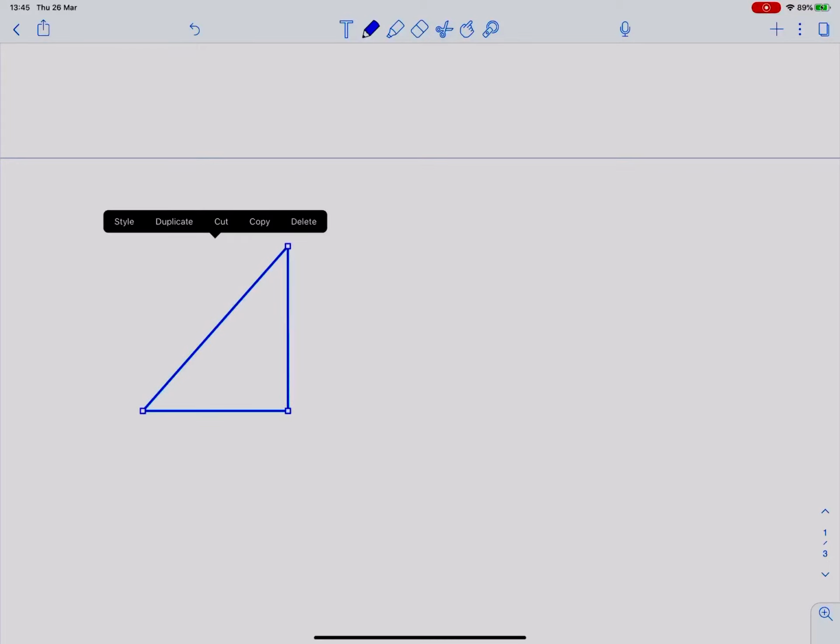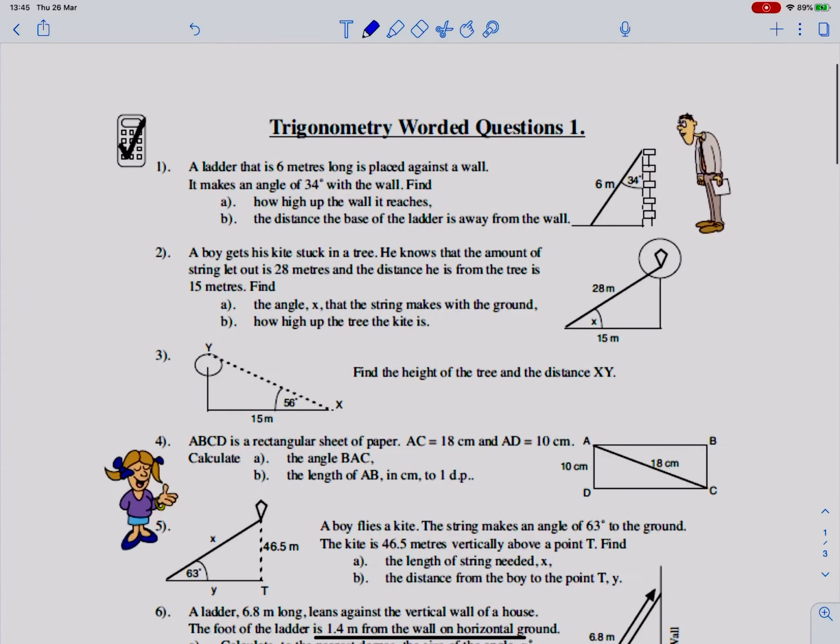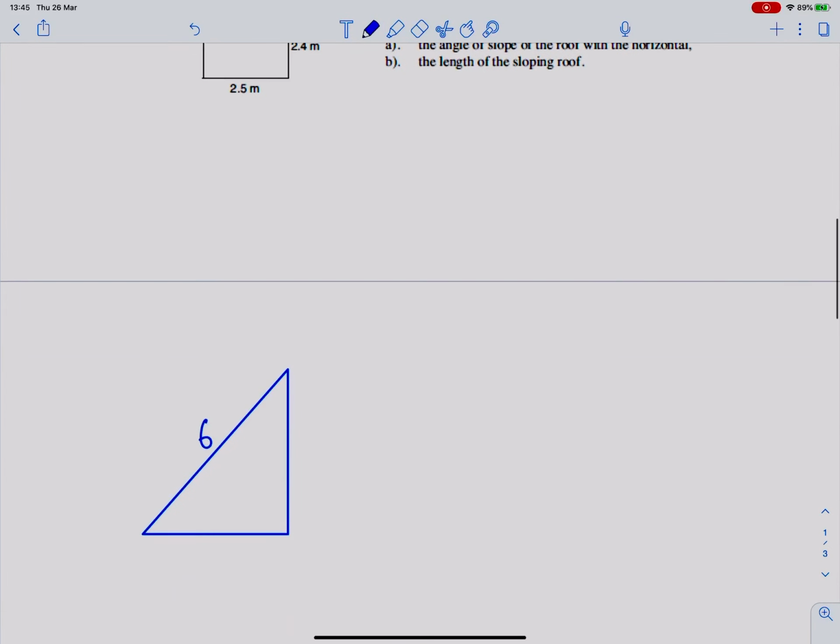you've got 6 as the length of the ladder, and you've got 34 as the angle between the wall and the ladder, so that's 34 degrees. Part A was asking how high up the wall it is, so for part A we're going to have to find the length of this side.